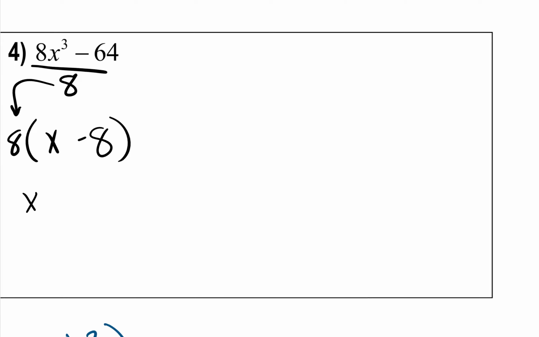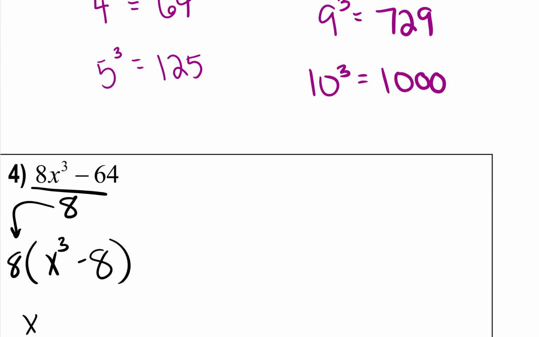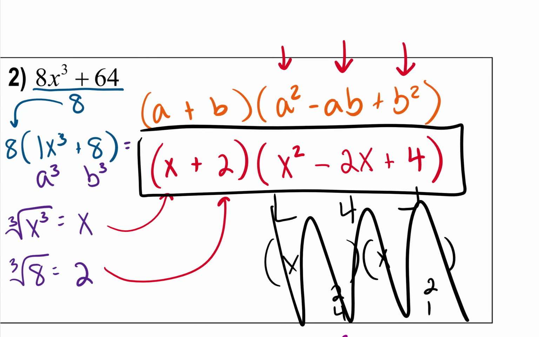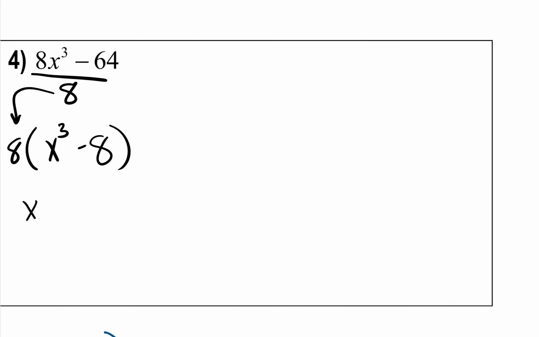Oh wow, not squared, cubed. What am I thinking? Did I do that up here? Nope, okay. I made a mistake on this one. Alright, so I have x and then I have 2. That's my a and b.